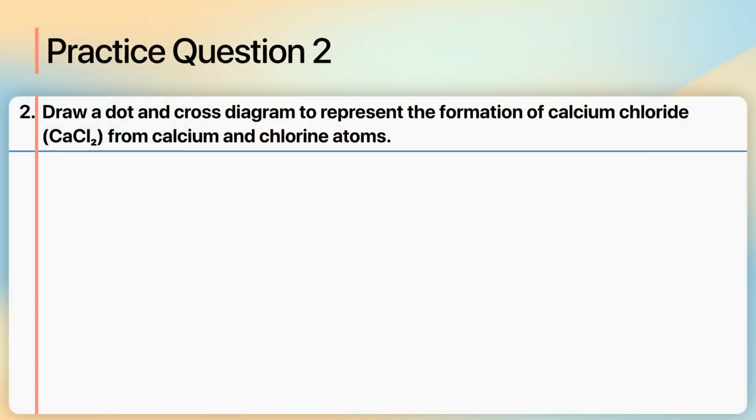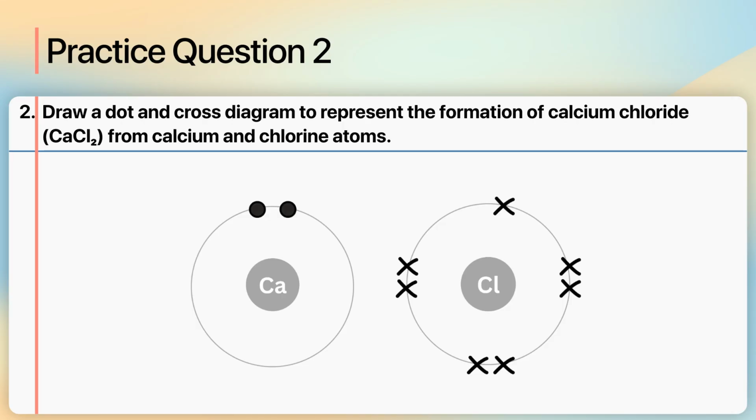Question 2. Draw a dot and cross diagram to represent the formation of calcium chloride from calcium and chlorine atoms. First, identify the elements involved. Calcium is the metal. Chlorine is the non-metal. Next, we can determine the electron configuration. Calcium has 2 valence electrons, as it's in group 2. Chlorine is in group 7, so it has 7 valence electrons. Draw the valence electrons as dots for calcium and crosses for chlorine.